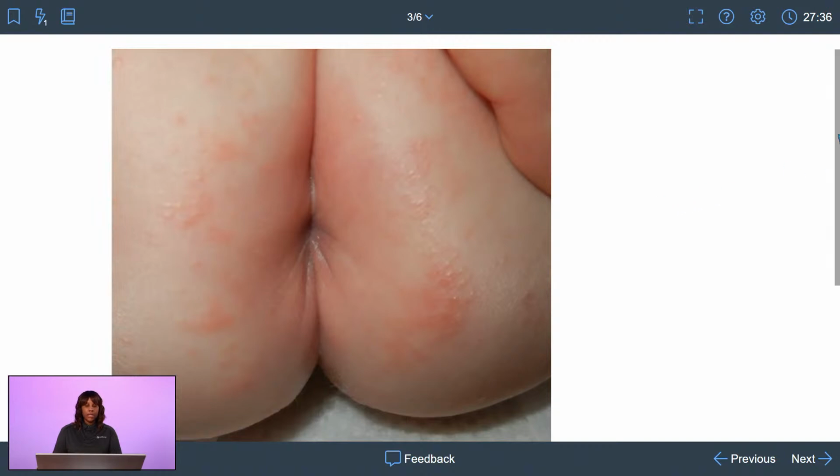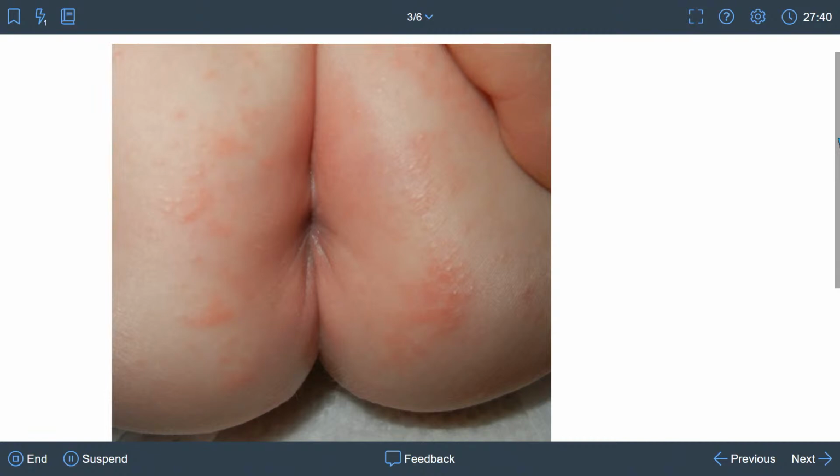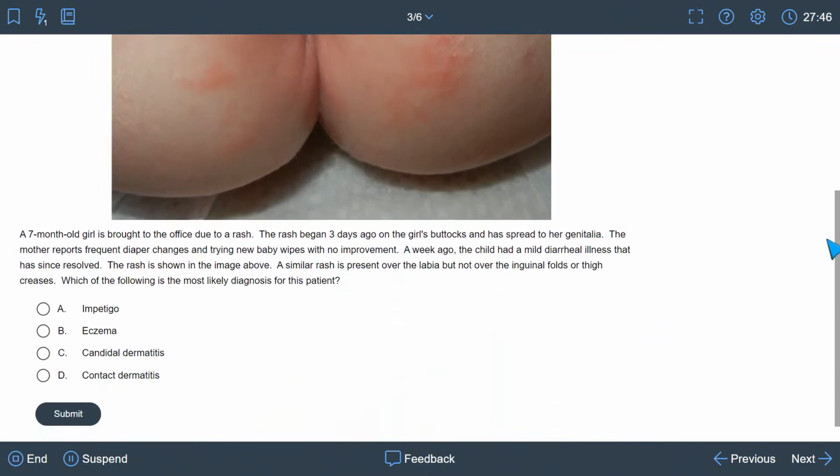So this is going to be the image for our next stem. I'll give you a chance to review it for a second. Okay, let's scroll down. A 7-month-old girl is brought to the office due to a rash. The rash began 3 days ago on the girl's buttocks and has spread to her genitalia. The mother reports frequent diaper changes and trying new baby wipes with no improvement.